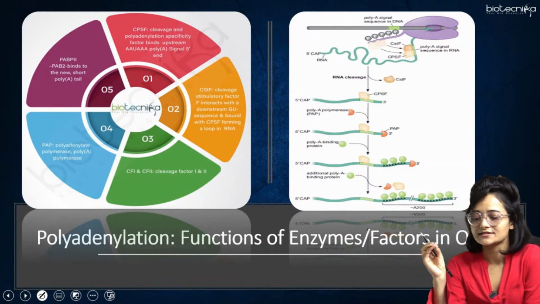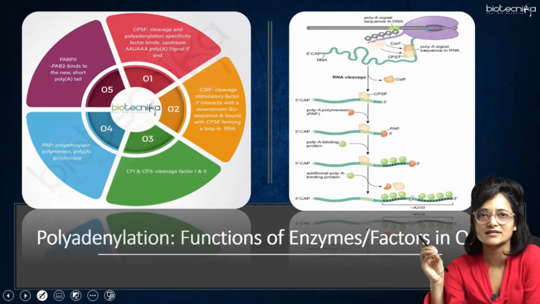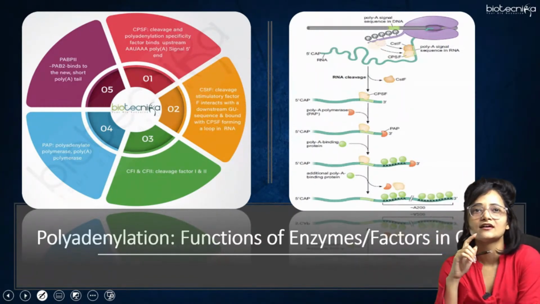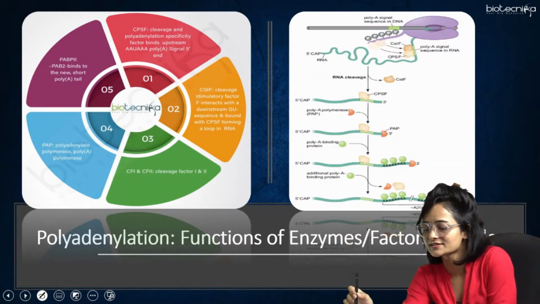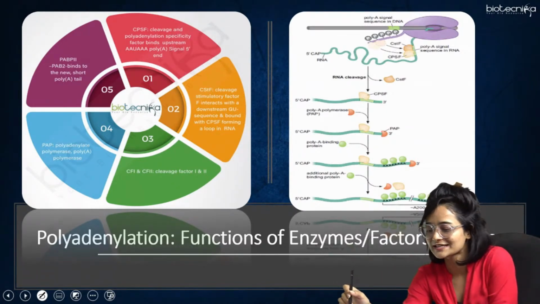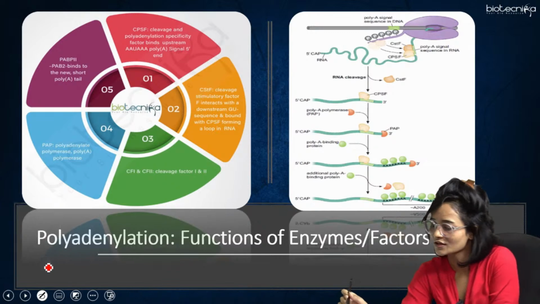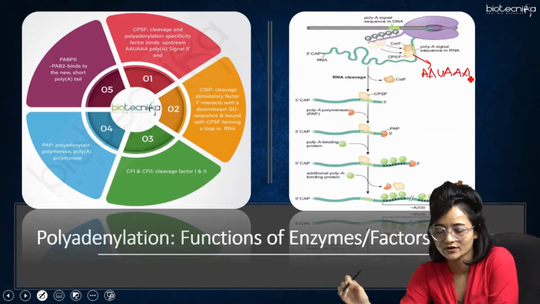Firstly, the CPSF, that is the cleavage and polyadenylation specificity factor, binds to the upstream region, which is the signal region, that is AAUAAA. This is the poly A signal sequence. So you can see here in the diagram that the CPSF binds to this region. Let me change the color. Here it binds, and this is the region where the poly A signal sequence is present. So this is the signal sequence, the sequence you need to remember, right?